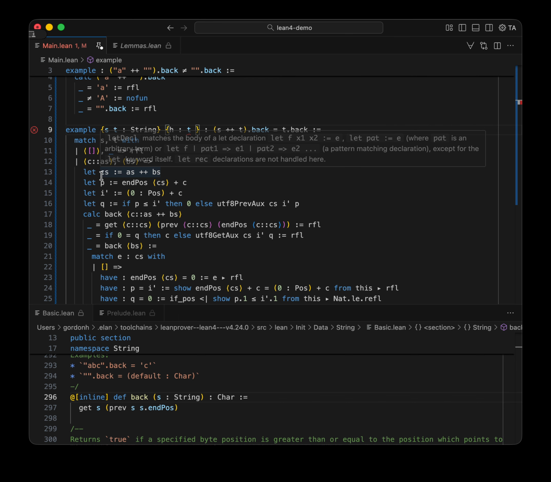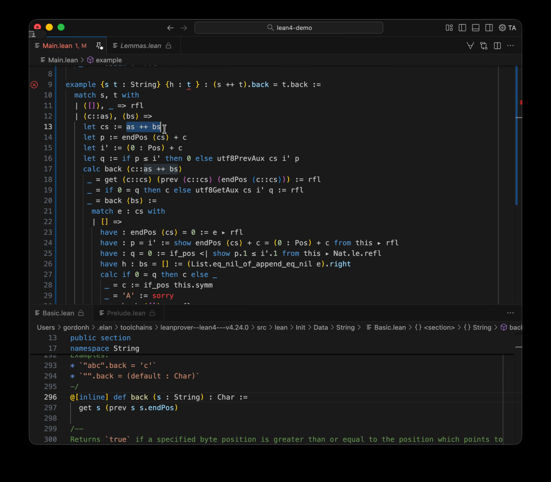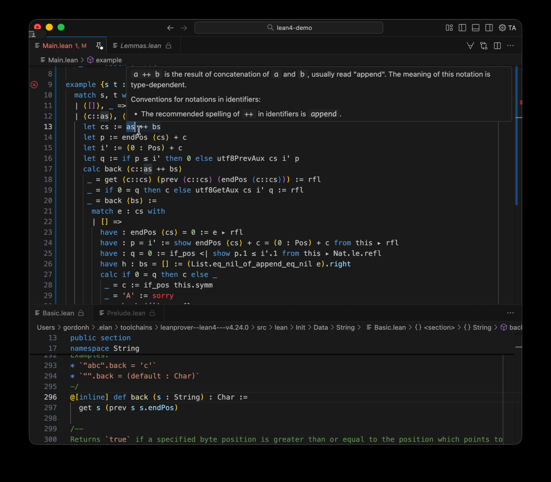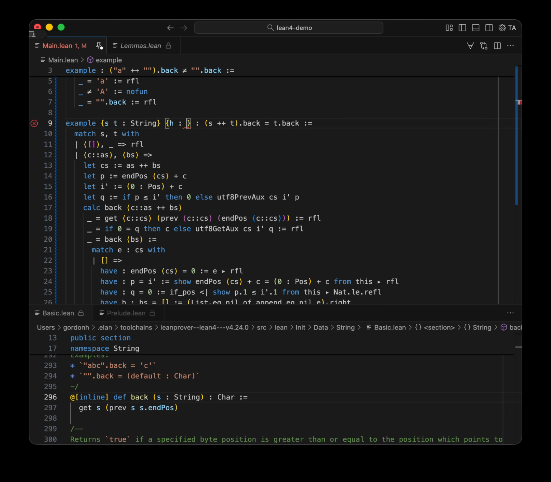Take a look at CS. What CS is? CS is AS appended with BS. And for whatever AS, if we wish that CS is never empty, then we must require BS to not be empty. Otherwise, if AS, in one case, is empty, then we'll have the appending of two empty lists leading to an empty list. So it is absolutely required that T is not empty.